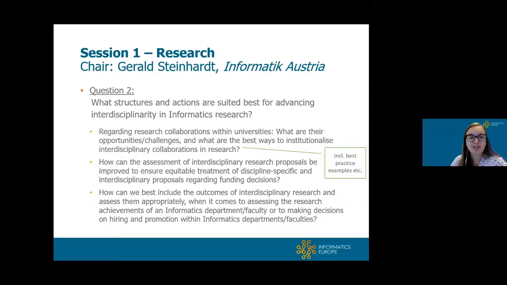Okay. We have two raised hands, I think from Simone, she was first, and then from Enrico. So Simone, please. Thank you. I want to share not maybe the best practice, but an example that happened in our university. First of all, I think that the policy of the university should encourage interdisciplinary research and should somehow support the organization of interdisciplinary research groups.